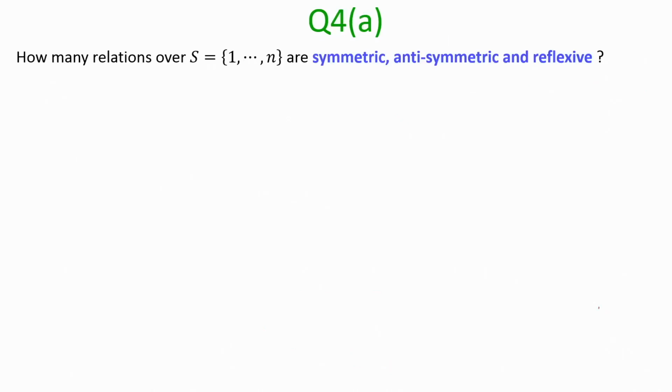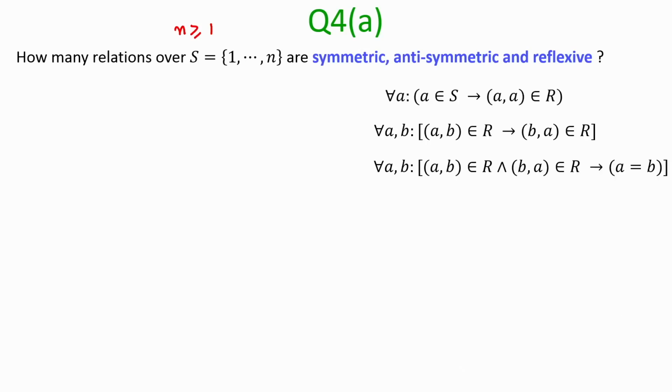Now, let us start question 4. Again we have several parts, and here again we are given a set S consisting of n elements, and I assume here n is greater than or equal to 1. I have to find out the number of relations which are symmetric, antisymmetric and reflexive. Okay. So, these are the requirements from my relation. My relation should satisfy the property of a reflexive relation, the property of a symmetric relation, and the property of an antisymmetric relation as well.